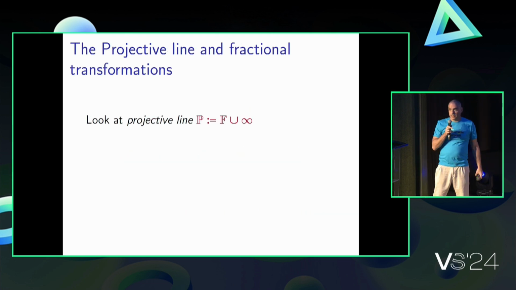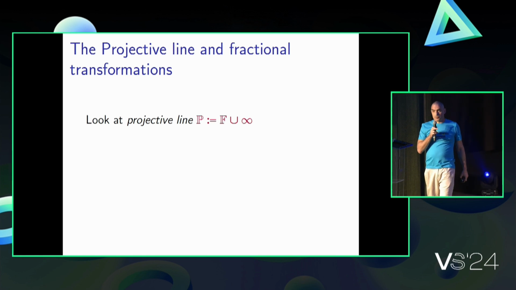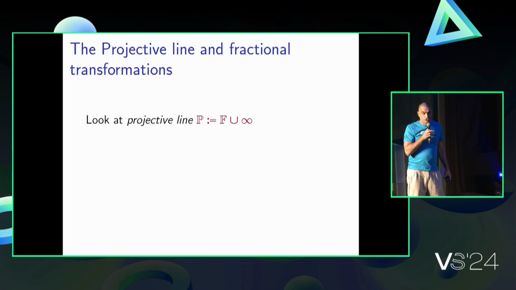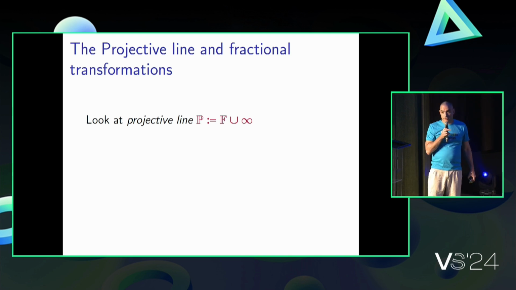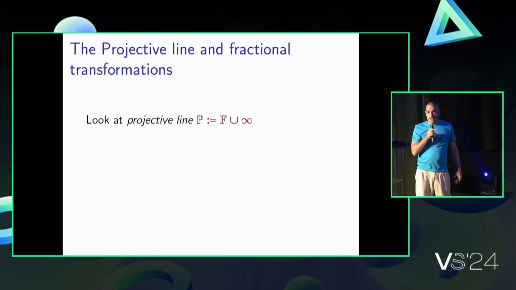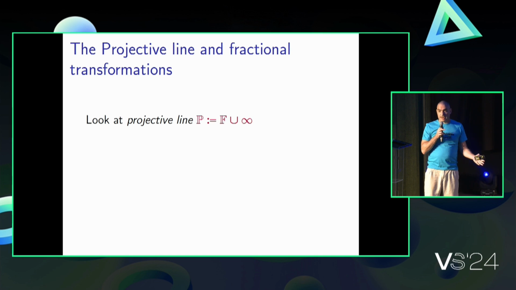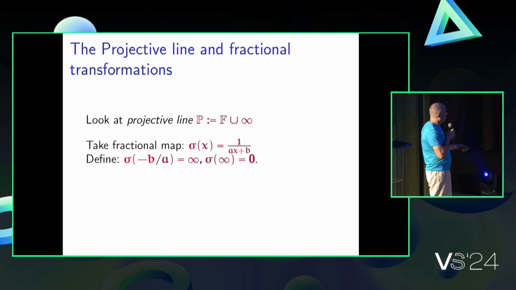And this naturally brings up what people call the projective line. So what's that? That's where we take our field F, think of it as points on a line, and add the point at infinity. So of course, this is a set of size p plus 1.